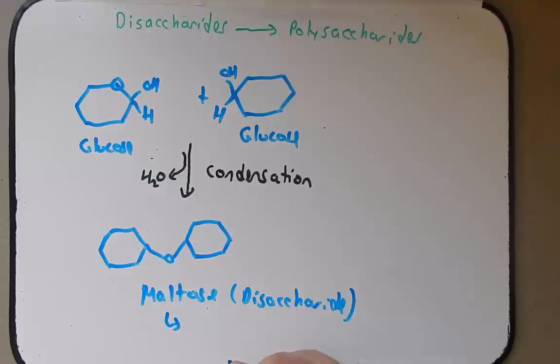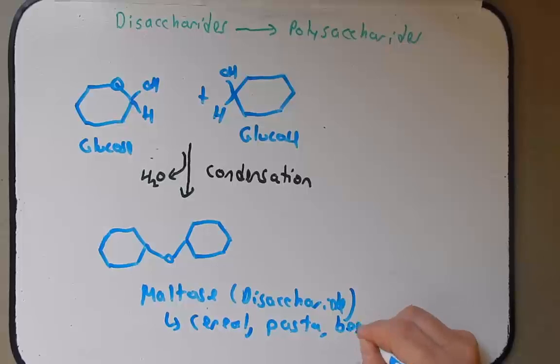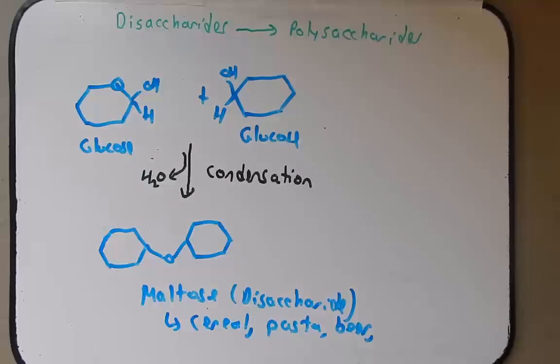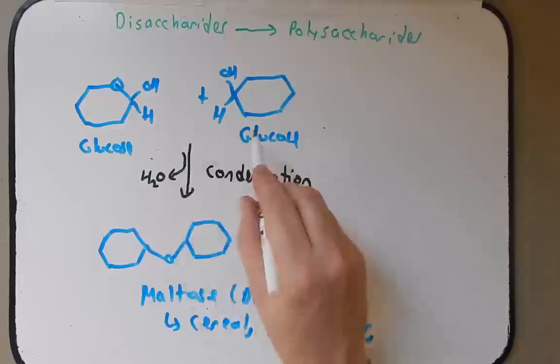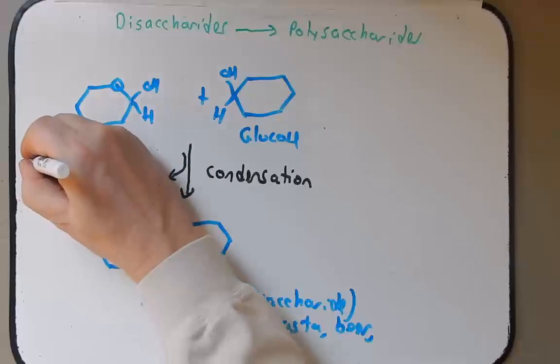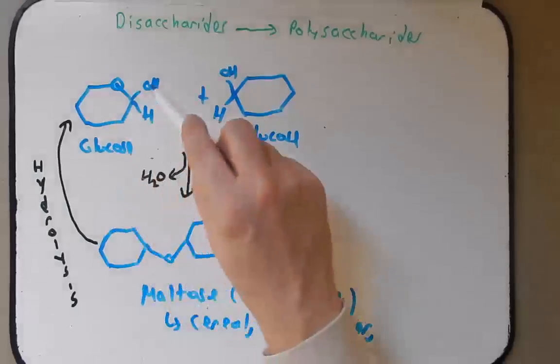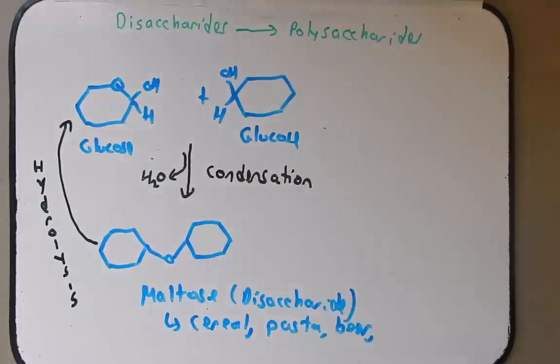Maltose is found in a lot of things we consume. It's found in cereal, pasta, beer, and other food products. When we consume maltose, our body cannot use maltose by itself. It has to be broken back into two monosaccharides of glucose. And it does that using a hydrolysis reaction, where it will use a water molecule to create 2 glucose monosaccharides, which then can now be metabolized in the cell to create energy.